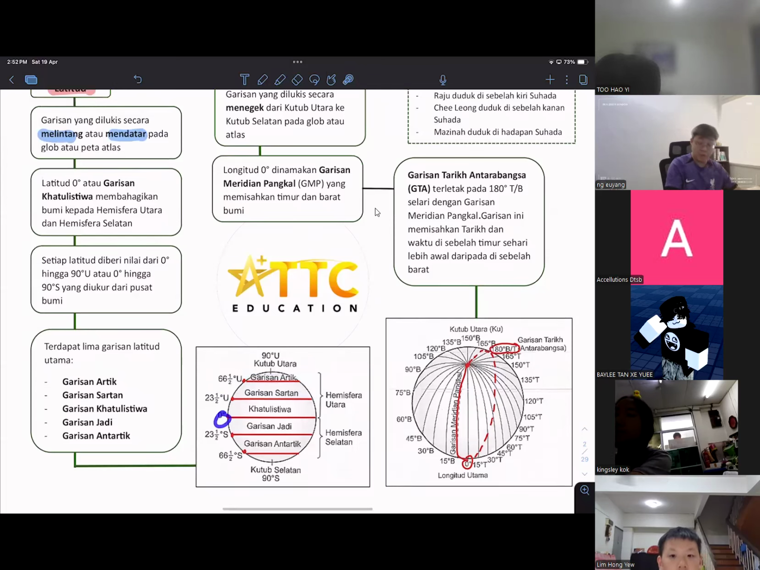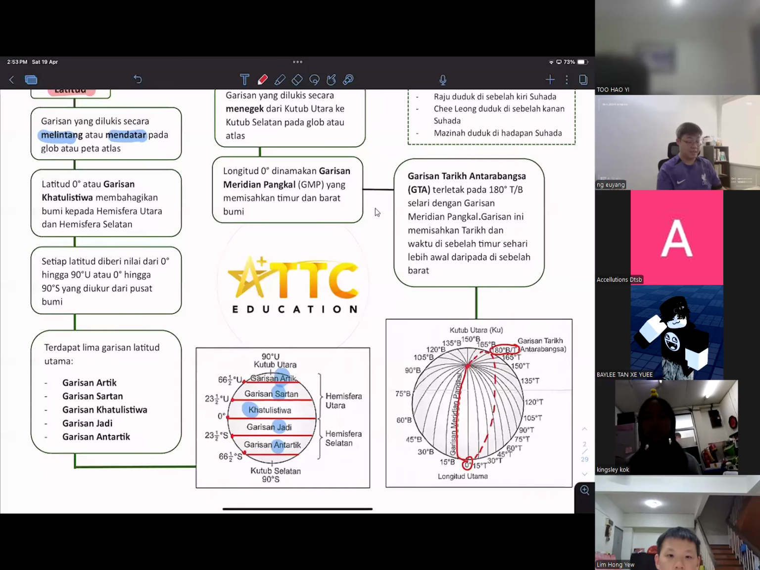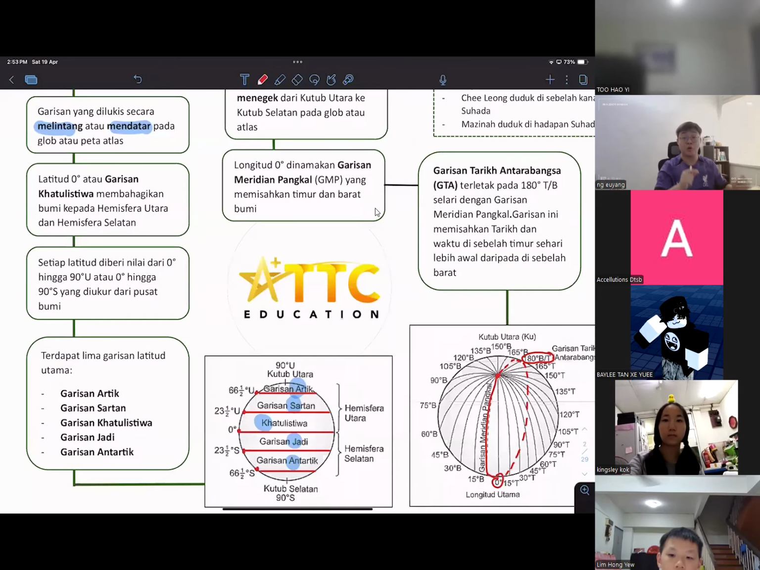Above the equator is known as hemisfera utara. Below the khatulistiwa is hemisfera selatan. That's why we try to memorize the Arktik, Selatan, Khatulistiwa, Jadi, and Antarktik. So the ASKJ is supposed to be your motto as a student.